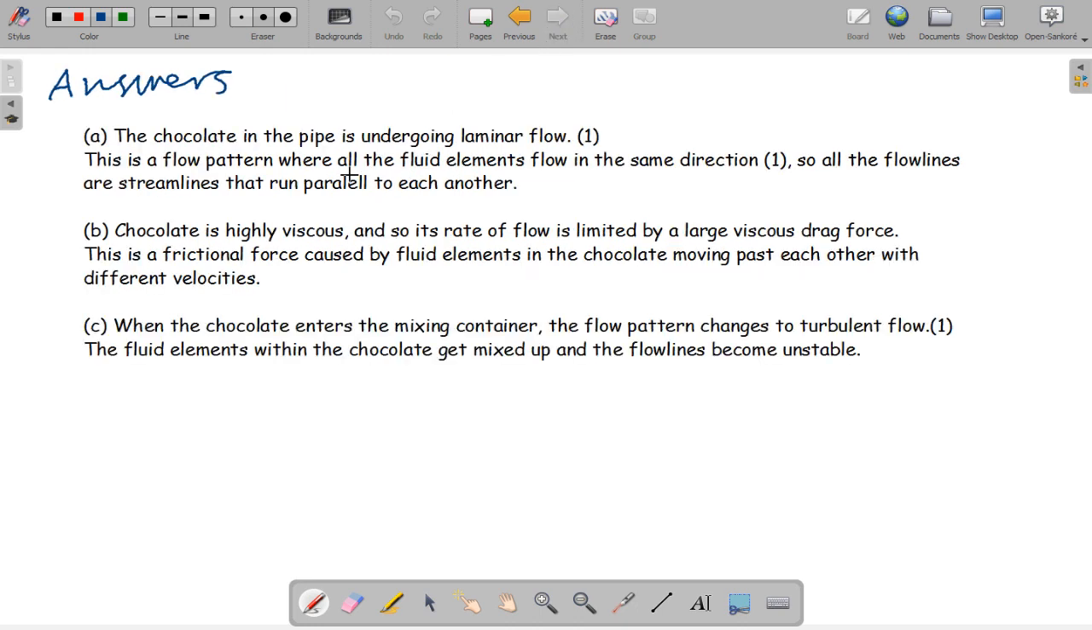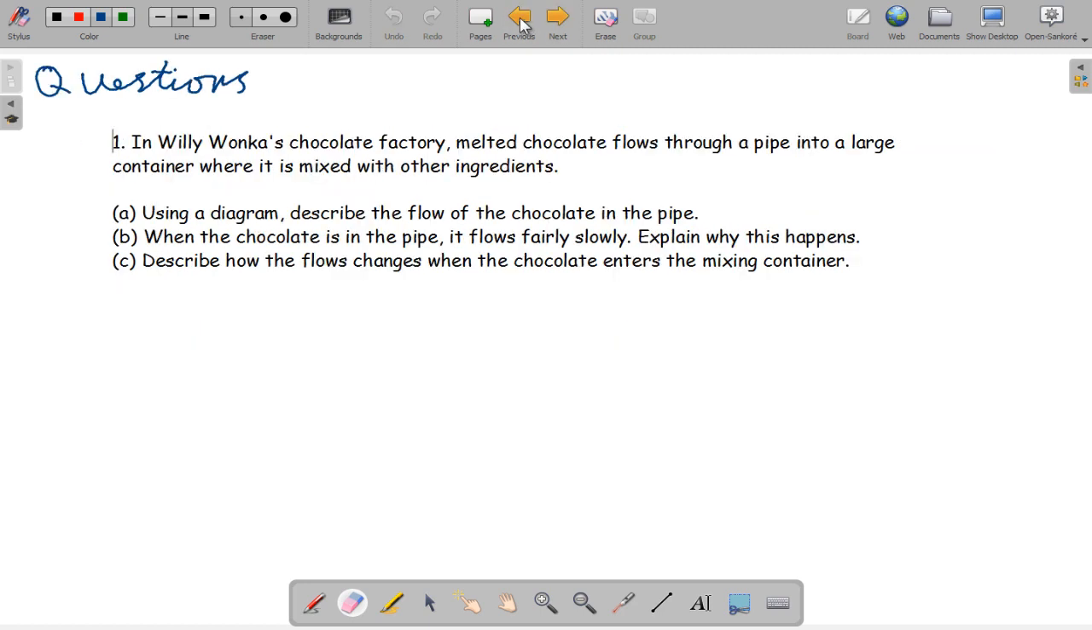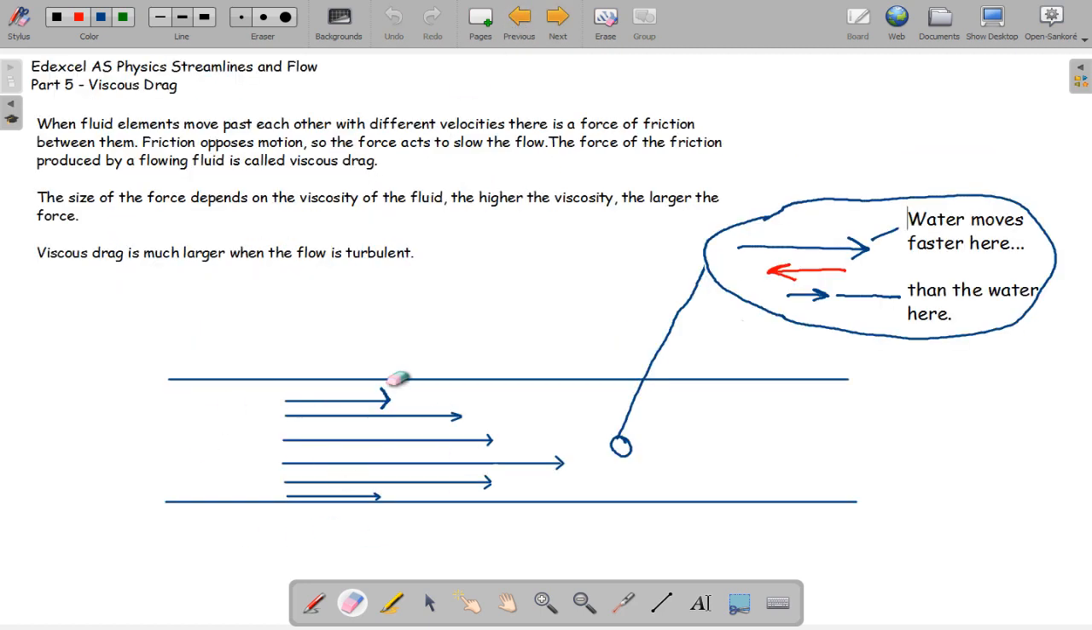Okay, so the chocolate in the pipe is undergoing laminar flow. So if this is the pipe, and you use straight lines to represent the flow of the chocolate, then your streamlines should look a little something like that, with one arrow having the highest velocity and two smaller arrows with lower velocities, just like the diagram that I showed you a few seconds ago here.